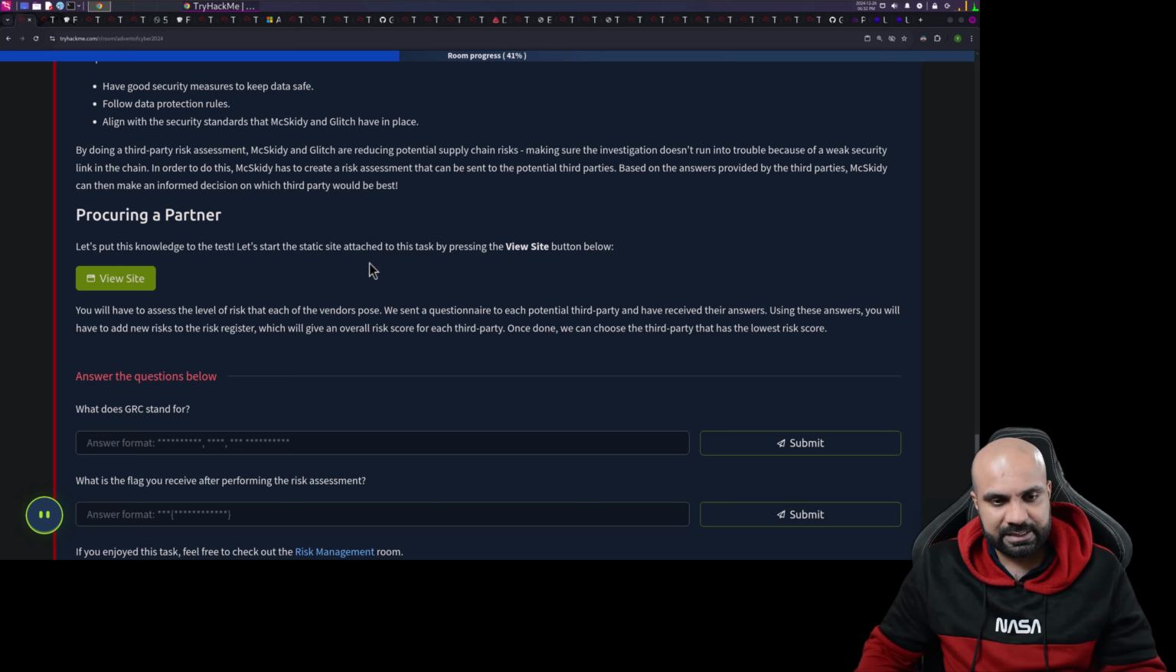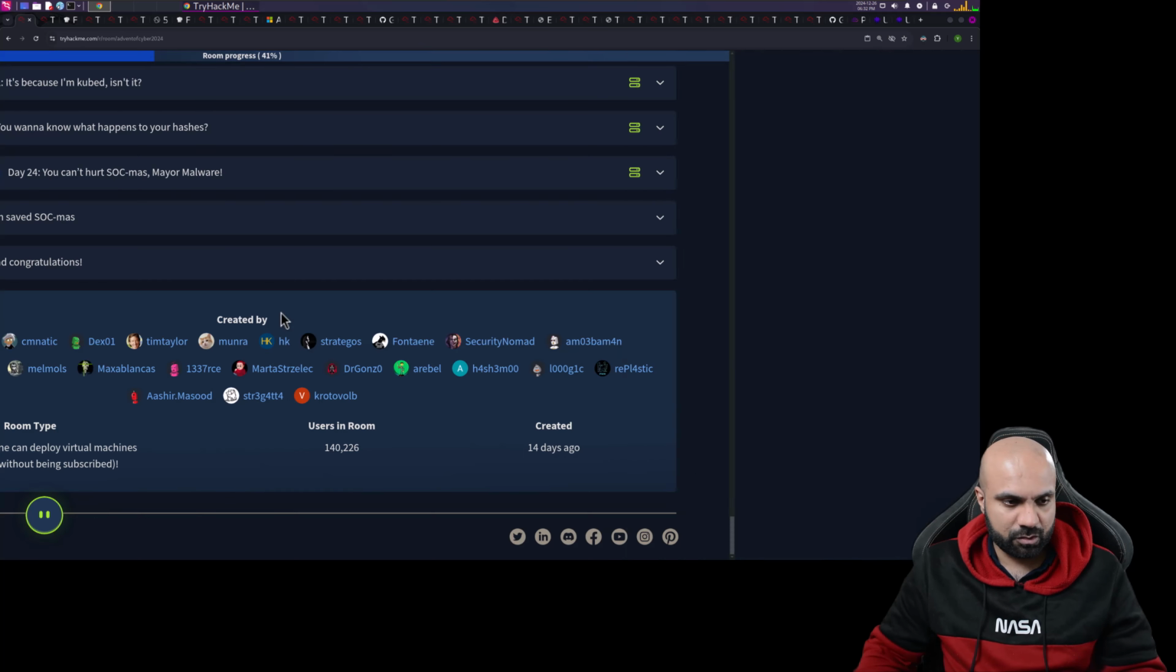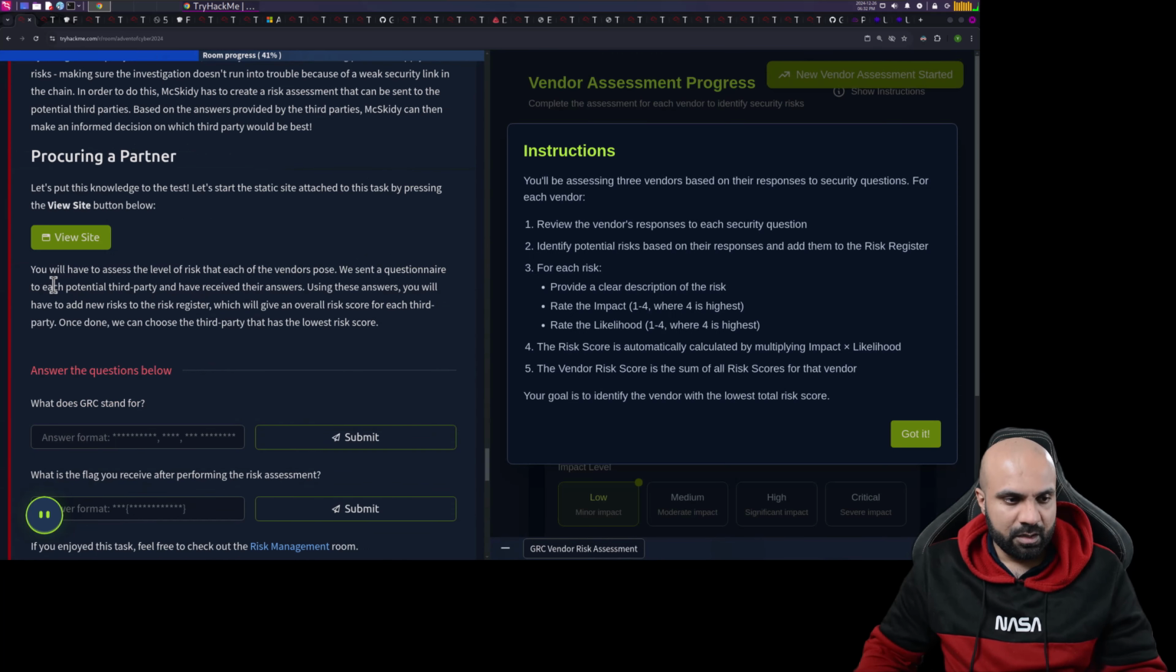Let's start the static slide attached to this task by pressing the view slide button. Okay, we will have to assess the risk level that each of the vendors poses. We sent a questionnaire to each potential third party and have received their answers. Using these answers, we will have to add new risks to the risk register, which will give an overall risk score for each third party. Once done, we can choose the third party that has the lowest risk score.